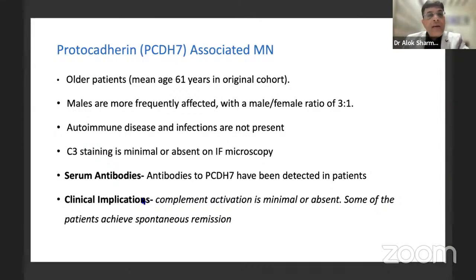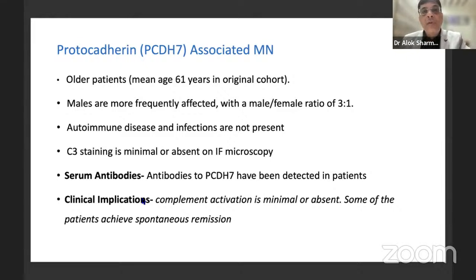So this is an interesting development. You remember I was talking about C3 staining in membranous GN, right? So around 80 to 85 to maybe 90% of cases do have C3 staining. The moment you see a case where there is no C3 staining at all, this is the antigen you need to look for.